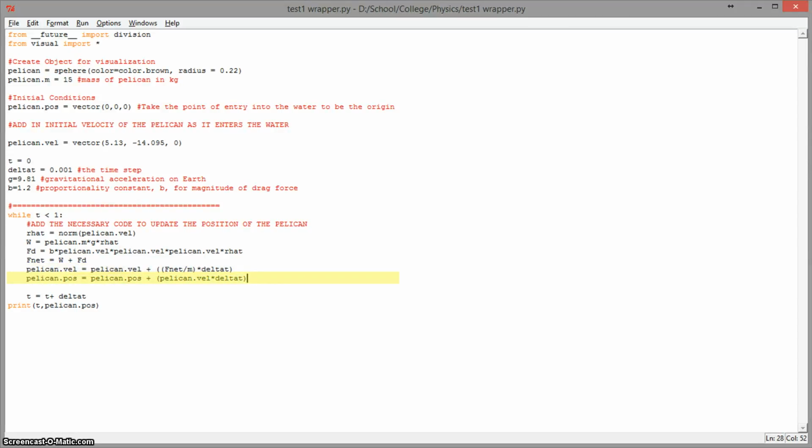The position is done pretty much exactly the same way. You take the initial position for that iteration to find the final position for that iteration by taking the instantaneous velocity and multiplying by the change in time, which was specified in the problem. And that is it. That is the complete work for question 1 on the first exam.